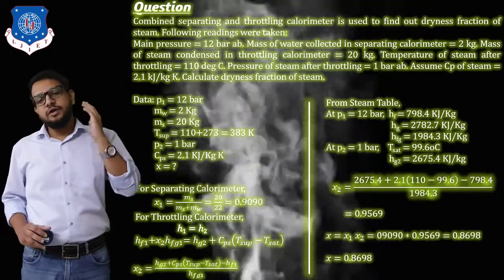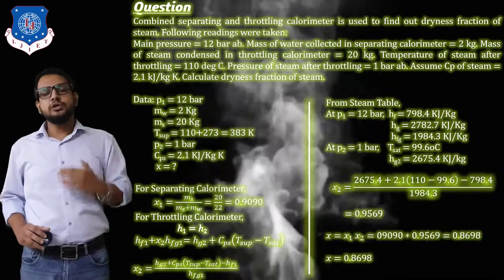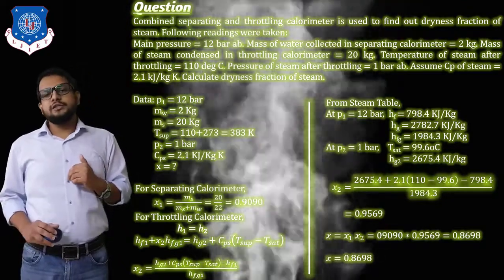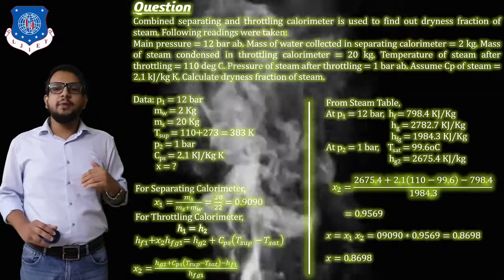But what is our target? Our target is to find x. So it is equal to x1 into x2. The final answer of x is 0.8698. Okay guys, so I hope that you are clear with this numerical of a combined calorimeter.